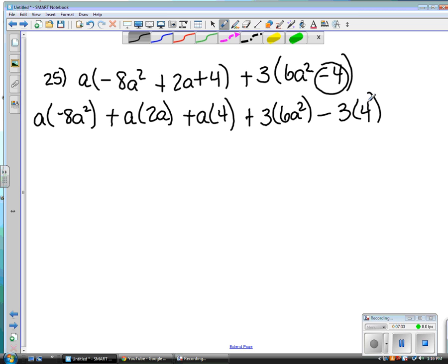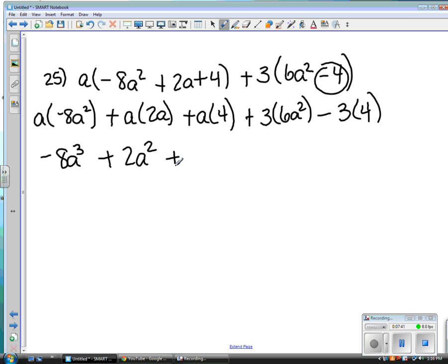Now I'm going to go through and do the math. So I want to multiply each one. So this is negative 8a cubed plus 2a squared plus 4a plus 18a squared.